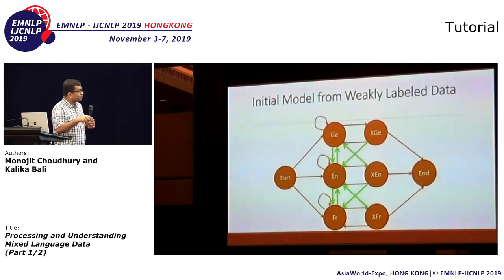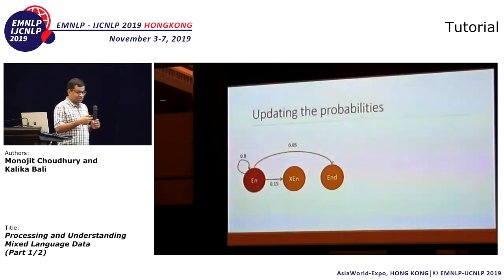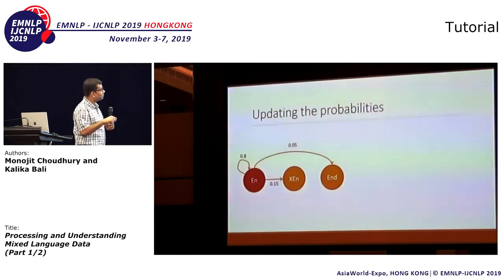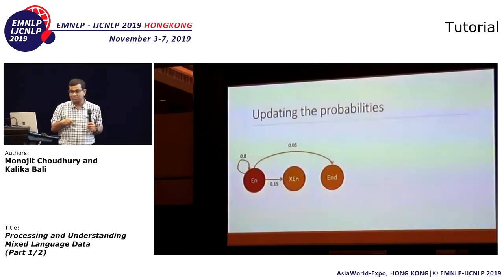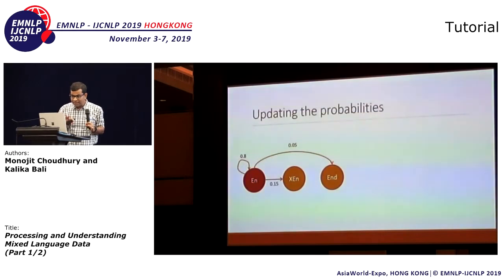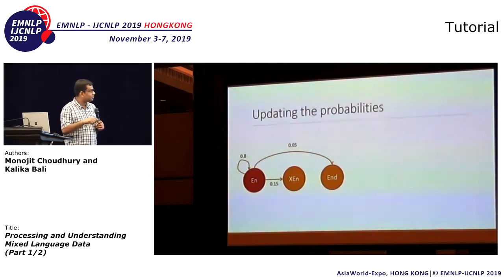So from the monolingual data, you estimate the yellow edges, and from the unlabeled tweets, you re-estimate the green edges. For example, your initial model will try to estimate something like this for one single state. English goes to the English state with 0.8 probability, to the end of the sentence with 0.05, and to this one with 0.15. This is your basic transition probability estimation.